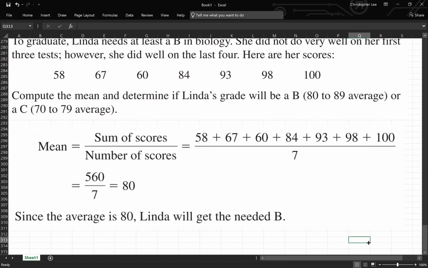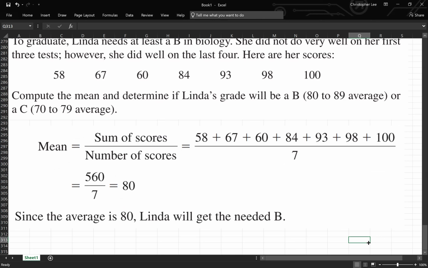So just to recap, the mean is equal to the sum of the scores divided by the number of scores. So that's going to be the 58 plus the 67 plus the 60 plus the 84 plus the 93 plus the 98 plus 100, divided by how many numbers we have? We have 7 tests. So divided by 7. That's going to give us 560 divided by 7, which when you do it in the calculator will give you 80. So since the average is 80, Linda will get the B that she needs.